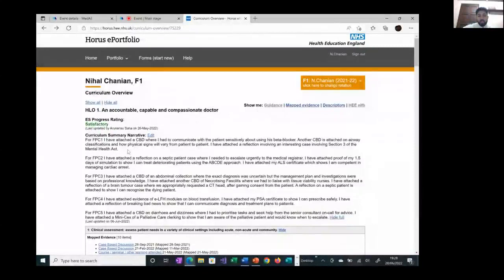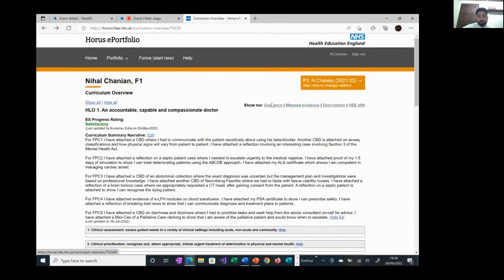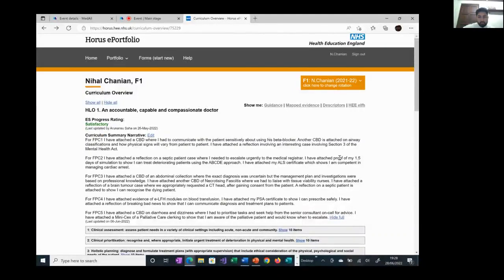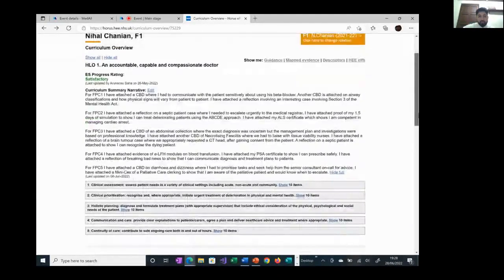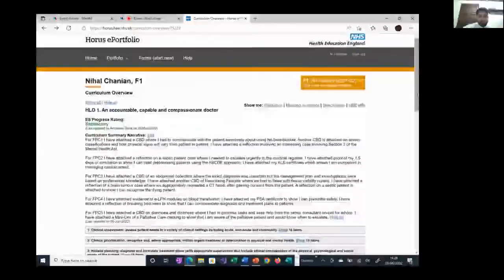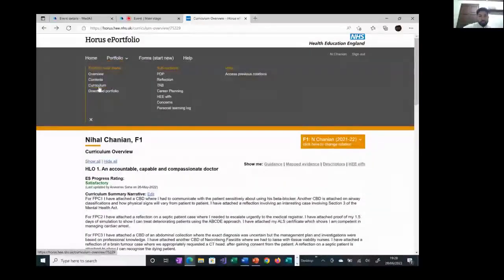So FPC1, I've attached a CBD on how to communicate with the patient sensitively about his beta blocker. Another CBD is attached on airway classifications and how physical signs will vary from patient to patient. I've attached a reflection involving an interesting case involving Section 3 of the Mental Health Act. So again, you can do these for all the behaviours, and essentially that's how you do the curriculum section.